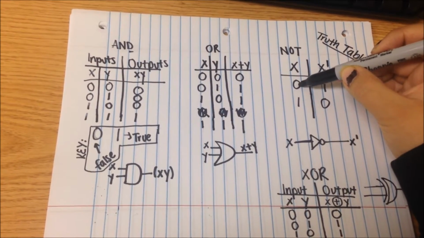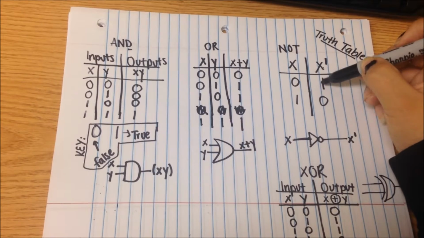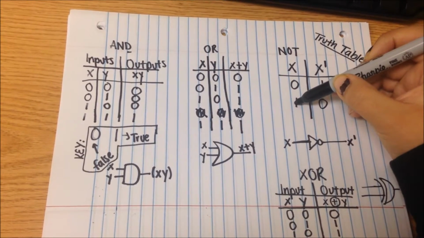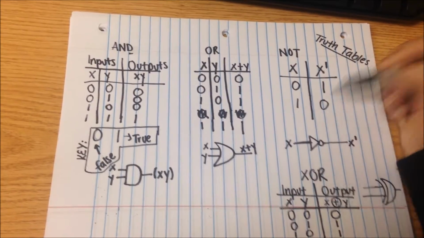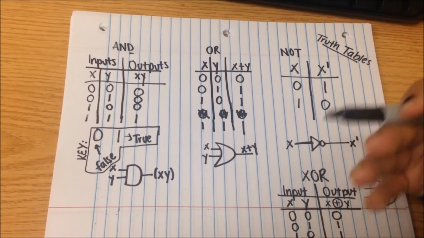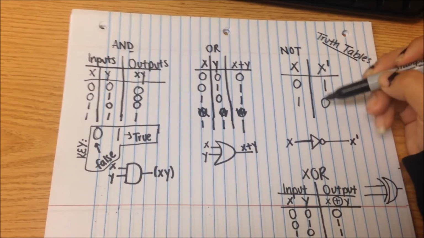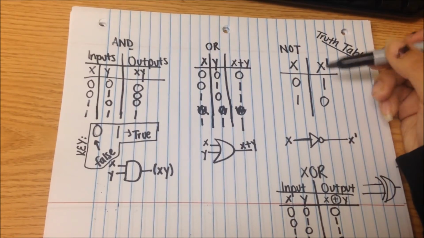So the opposite of 0 here is just 1. Likewise, the opposite of 1 is just 0. In my opinion, this one's my favorite because it's the least you have to memorize ever.